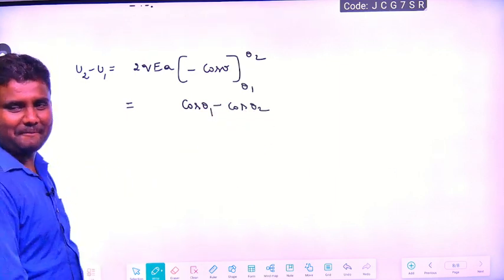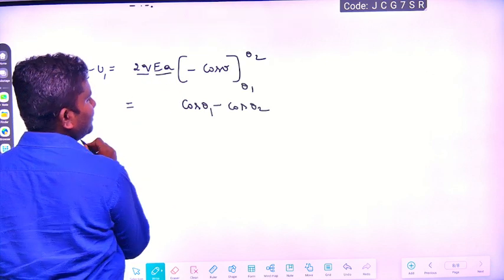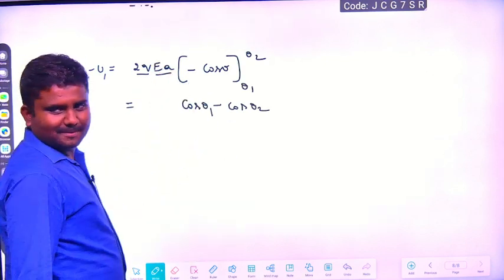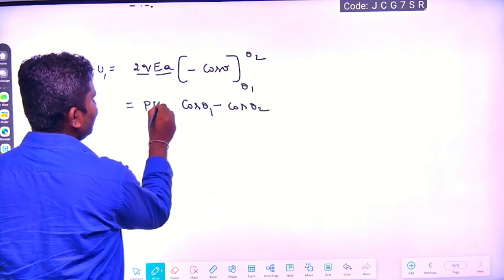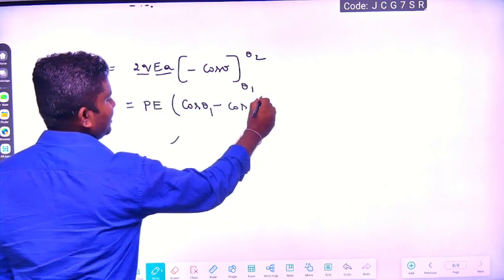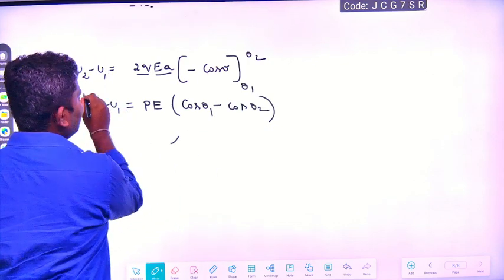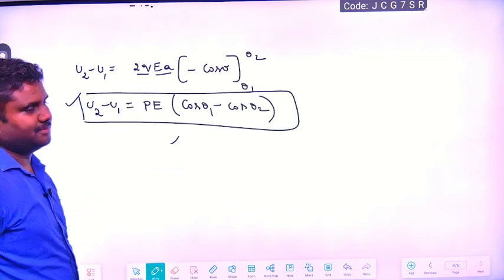So what is 2QA? Dipole moment, P. So PE into cos theta 1 minus cos theta 2. This is U2 minus U1. Till this much you remember; tomorrow we will do the rest of this. This is the potential energy.